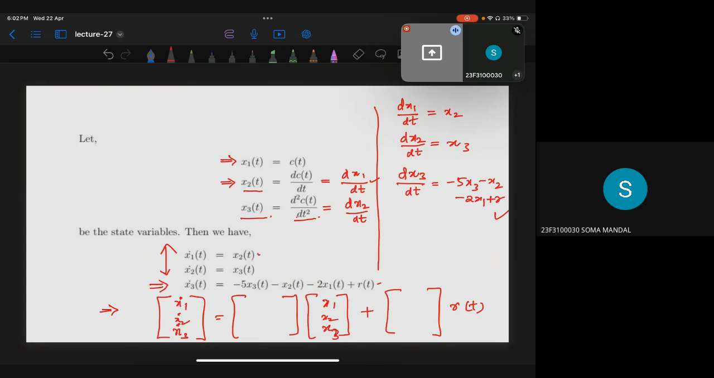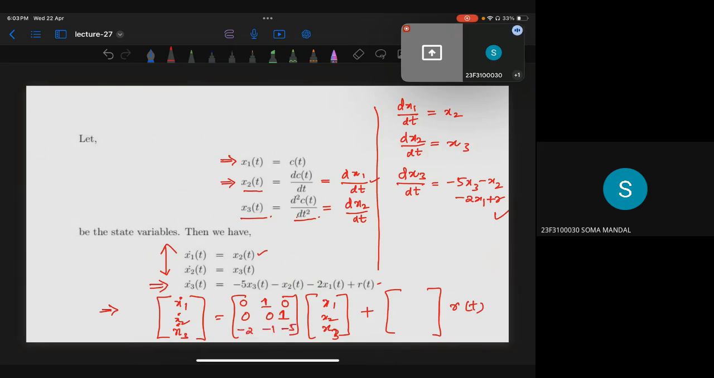Only x2 is there here. It means that first, 0, 1, 0. When we multiply that, we'll get only x2 because only one term is 1. The next one is 0, 0, 1 because only x3 is there. The last one is reverse order: minus 2, minus 1, minus 5.